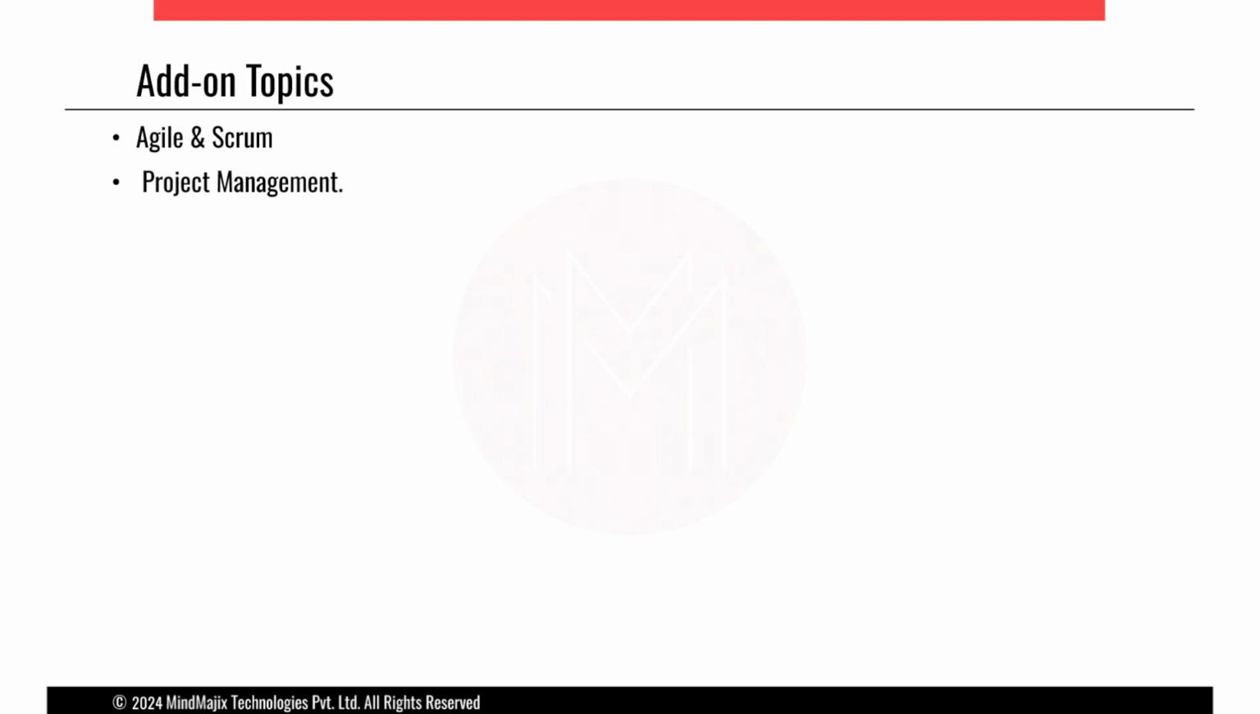Add-on topics: these are the topics which will be added in this course. We'll teach agile and Scrum, which is related to project management, and also project management. In agile and Scrum, we will teach the methodologies, like what agile is and what Scrum is. In project management, we will teach what project management is, how many stages there are in it, and what methodologies organizations are using in the current trend.